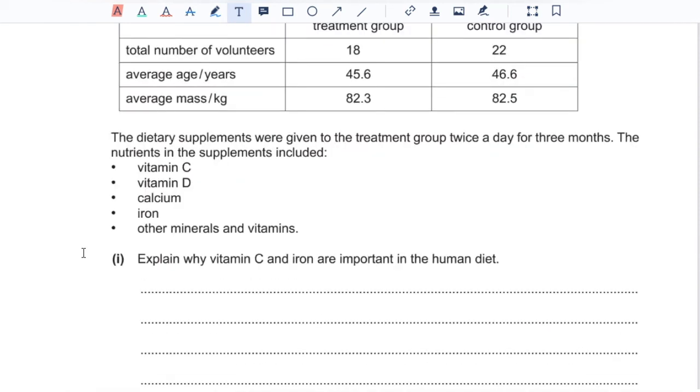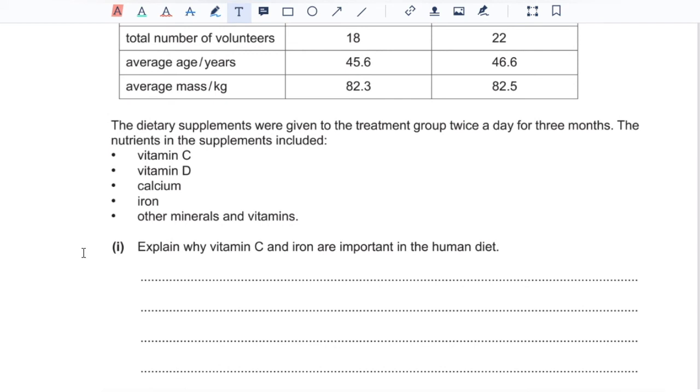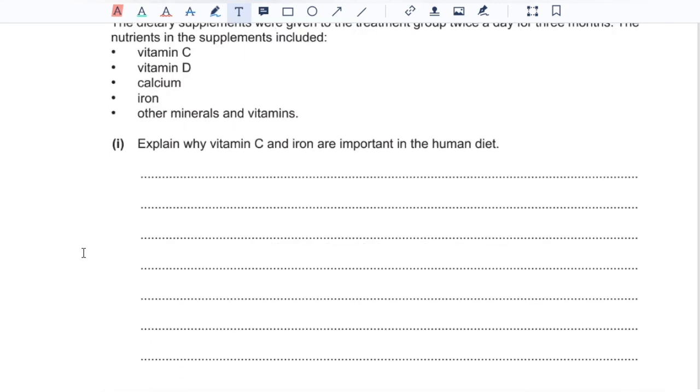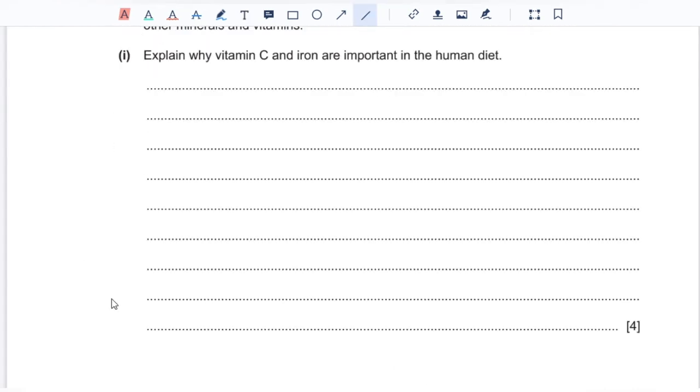1. Explain why vitamin C and iron are important in the human diet. So vitamin C is required to repair tissues and to make the collagen protein, which is present in nails, hair, and skin. Iron is used to make hemoglobin, which is needed for oxygen transport.